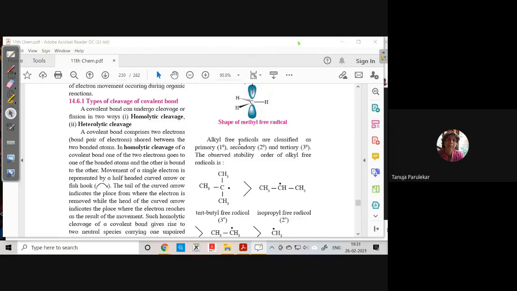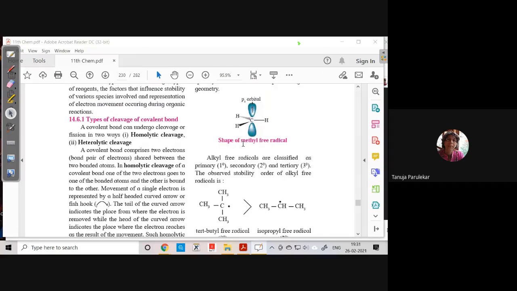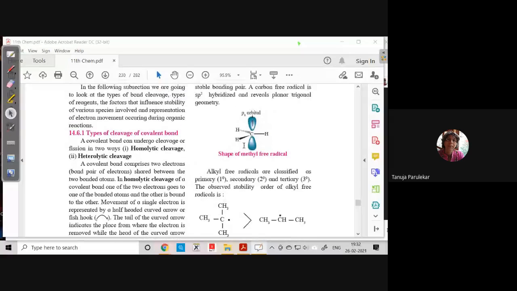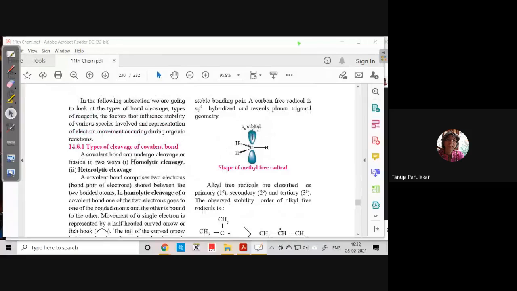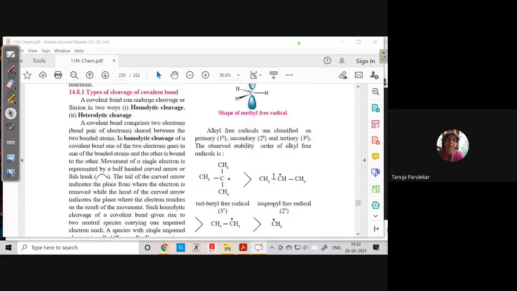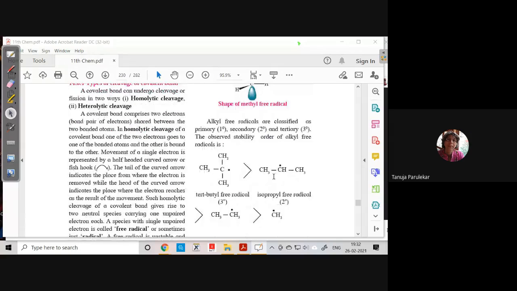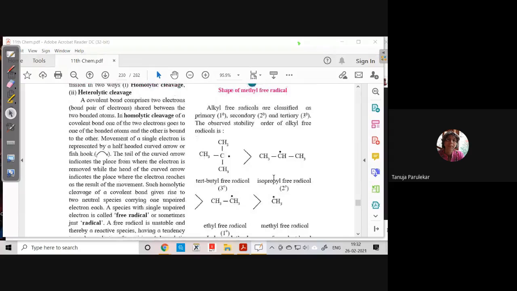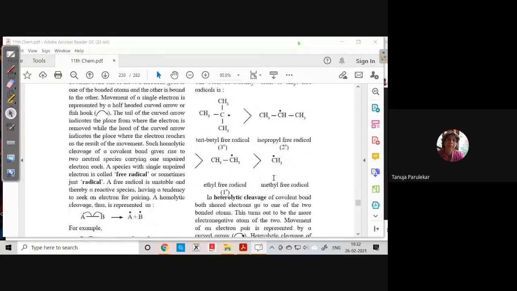Then what is the shape? First you have to explain the formation, and second you have to talk about the shape. The shape of a free radical involves sp2 hybridization, and it has planar trigonal geometry. And then which amongst these are more stable? You can tell that the tertiary butyl free radical is the most stable, followed by isopropyl, that is tertiary, secondary, primary, and methyl free radical.